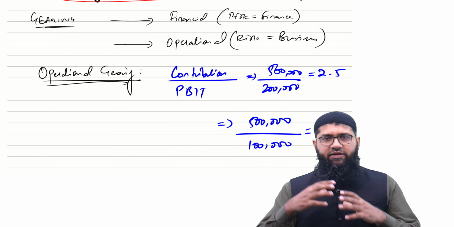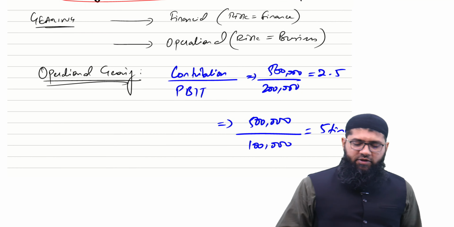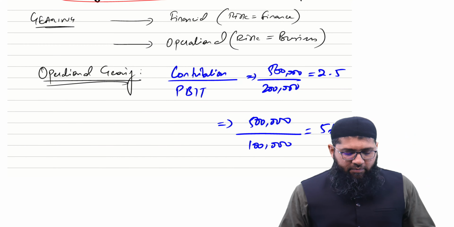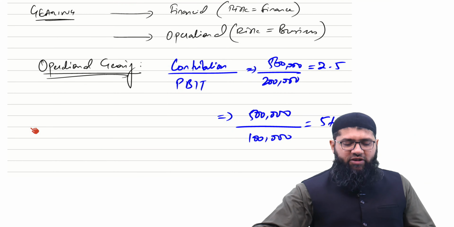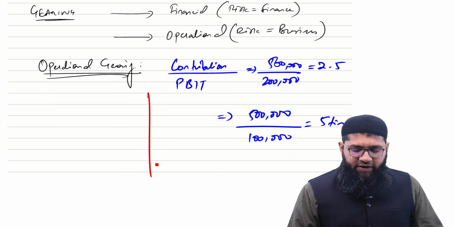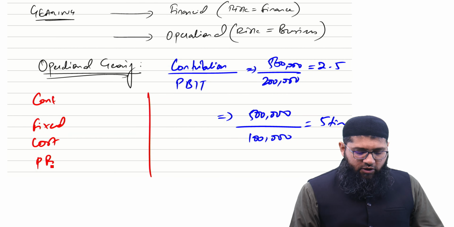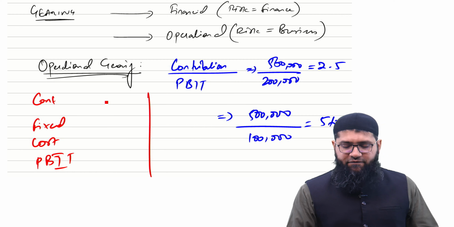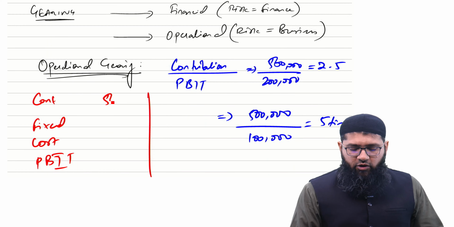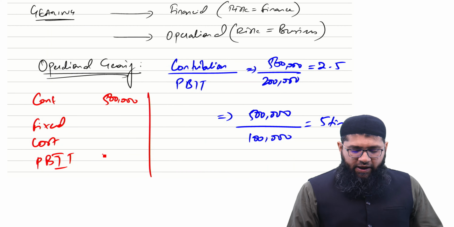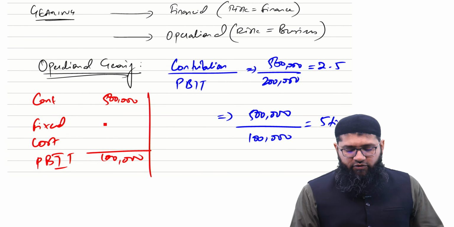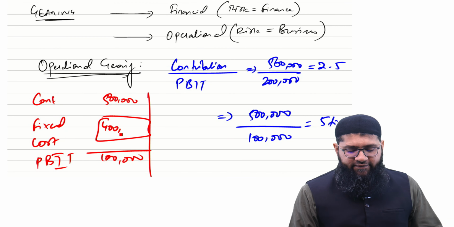Now, the greater it is, the more risky the company is. Because what actually happens is that the difference between the contribution and the PBIT is majorly the fixed cost. So if you have got, let's say, contribution of 500,000, and this is 100,000, that means this is 400,000.